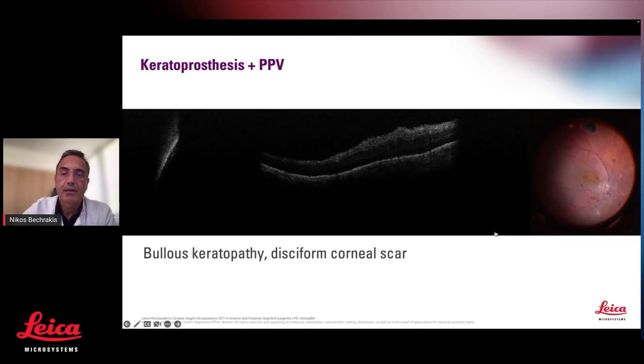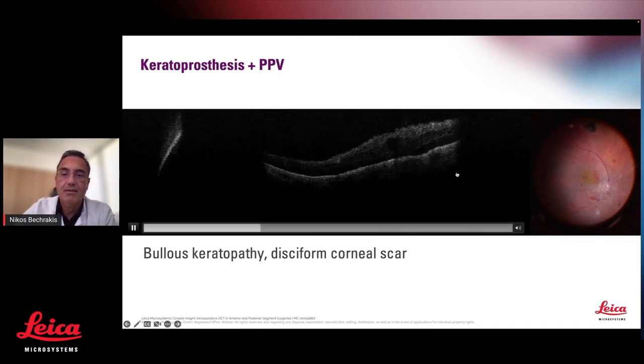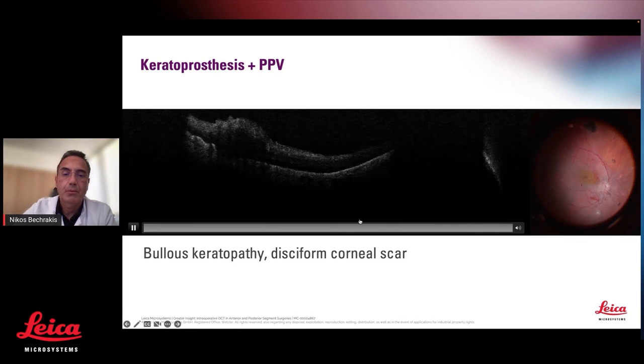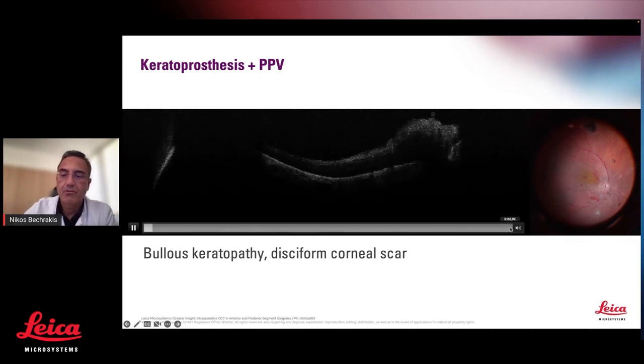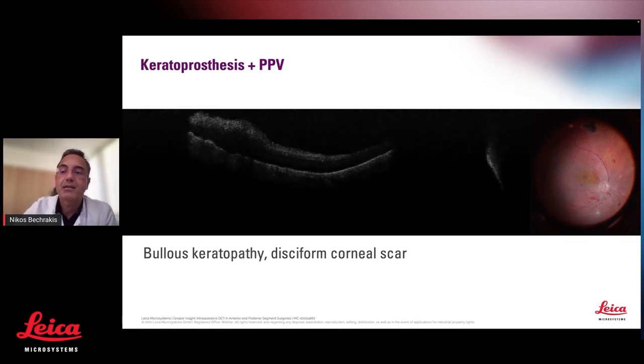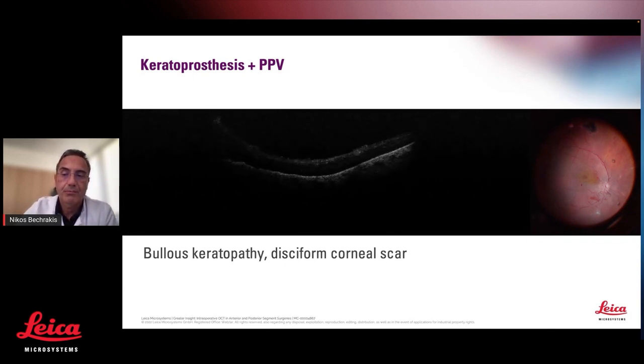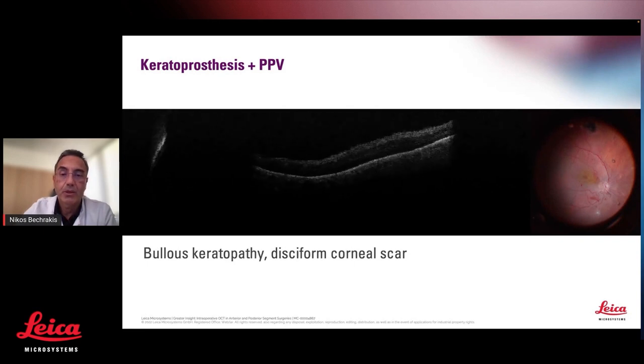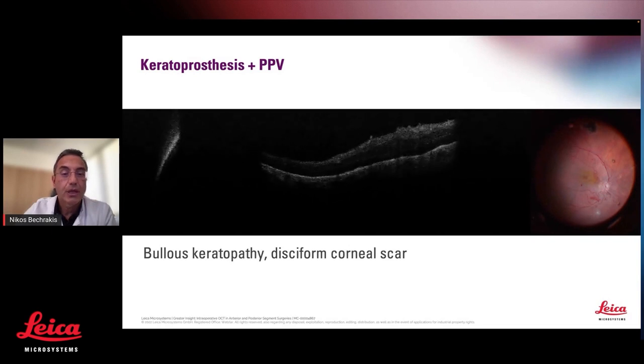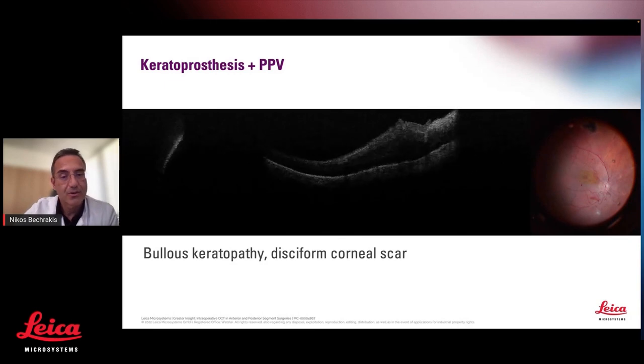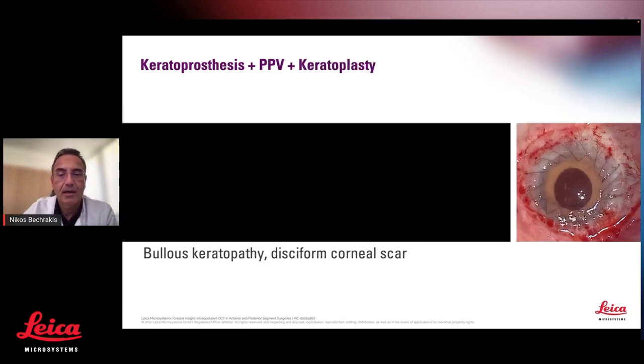So intraoperatively, after having placed the keratoprosthesis, the membrane peel was performed, and you can see the result just after peeling, where you can pretty much control what you did with the OCT, and also check whether there was any minute retinal detachment. We thought preoperatively that there was retinal detachment, but as you can see, there was no retinal detachment in reality.